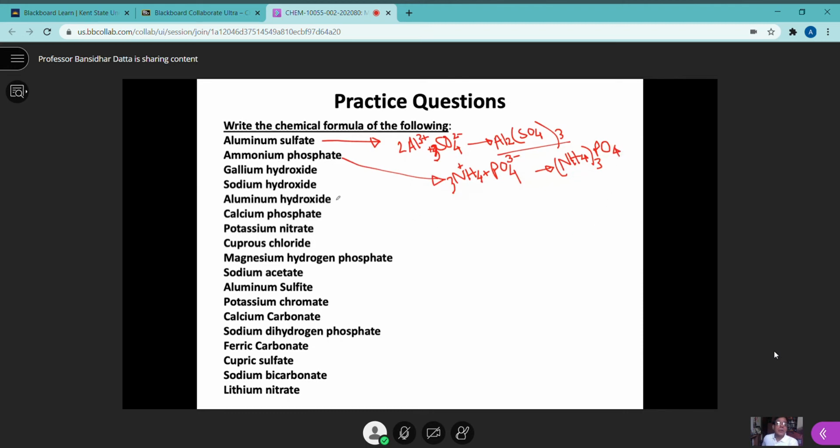Who can give me aluminum hydroxide? Give me the aluminum hydroxide. We already did the aluminum. Let's do the gallium, that's fine. Let's do the gallium hydroxide. Give me the gallium hydroxide.